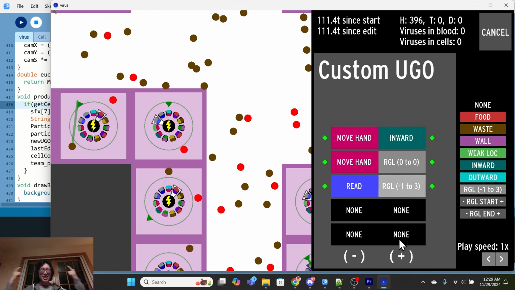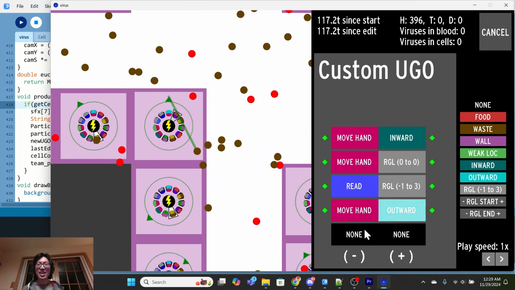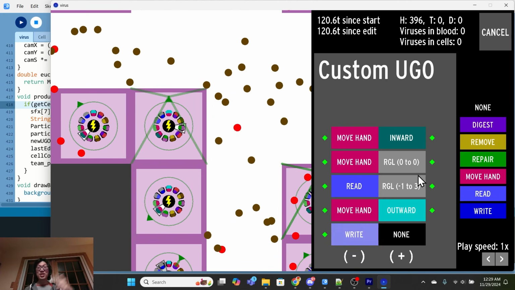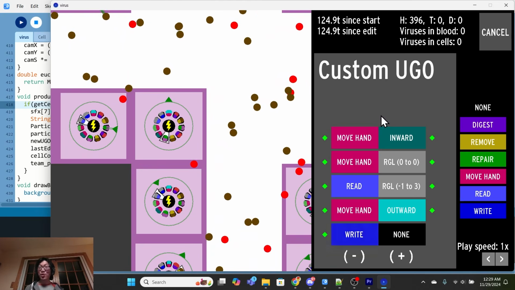And now this code block is in our memory. After this, we're going to move hand outward to prepare to eject something. And we do that by clicking right. And that will spit out whatever's in memory out into the cytoplasm. That should be enough for baby's first virus.